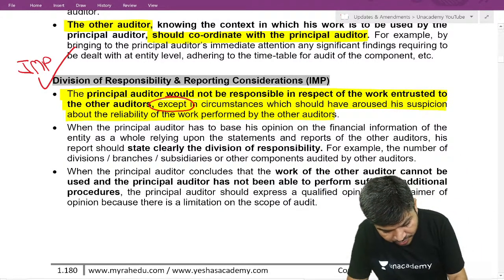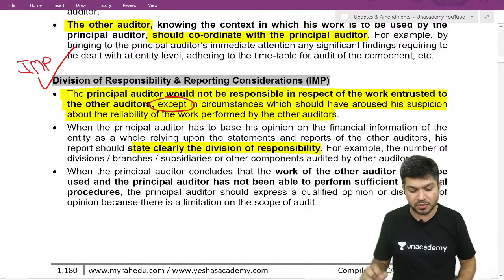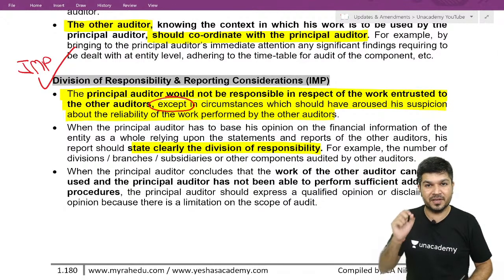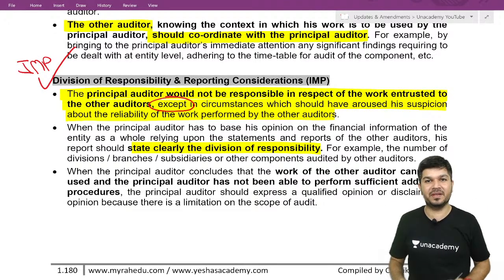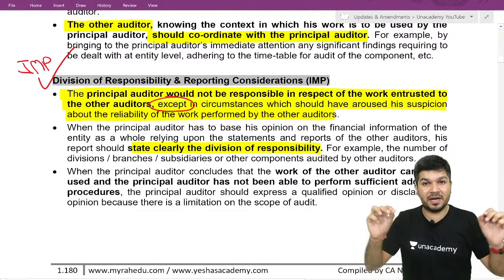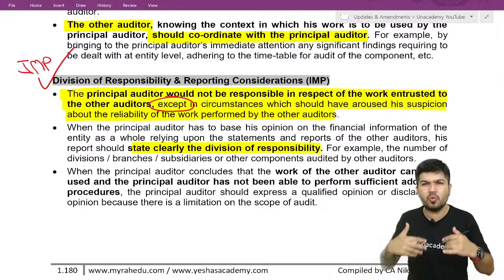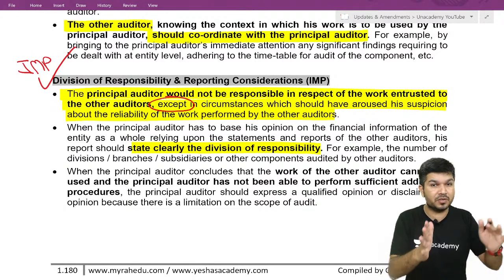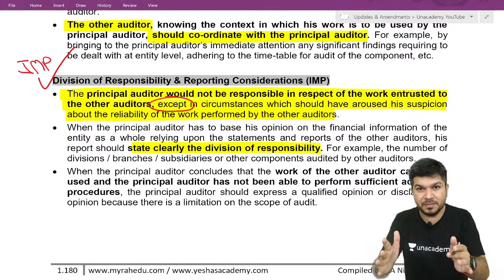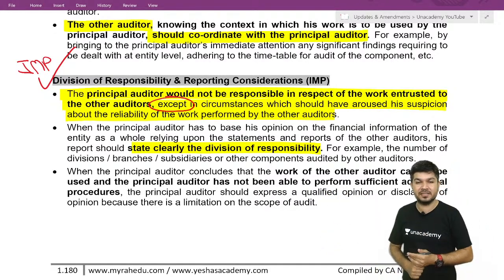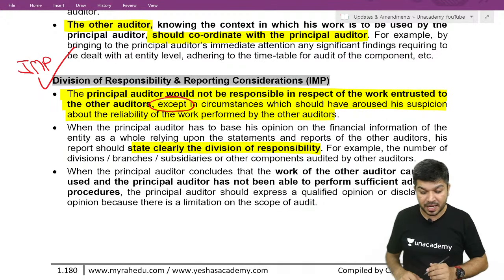And you need to clearly state the division of responsibility in your report. Whenever you are communicating your audit report, you should clearly write that this many branches were audited by other auditors. We have relied on the report given by them, and try to quantify: this many branches having a turnover this much, profit this much, cash flow this much, net assets this much, were audited by someone else.